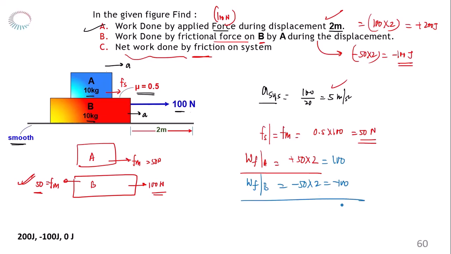So ultimately total work done will be 0. Okay. The last part answer will be 0. So you have to understand the situation and then apply the concept. The situation may be such that both the blocks are moving, or one block is moving and the other block is not moving, or they are moving separately.